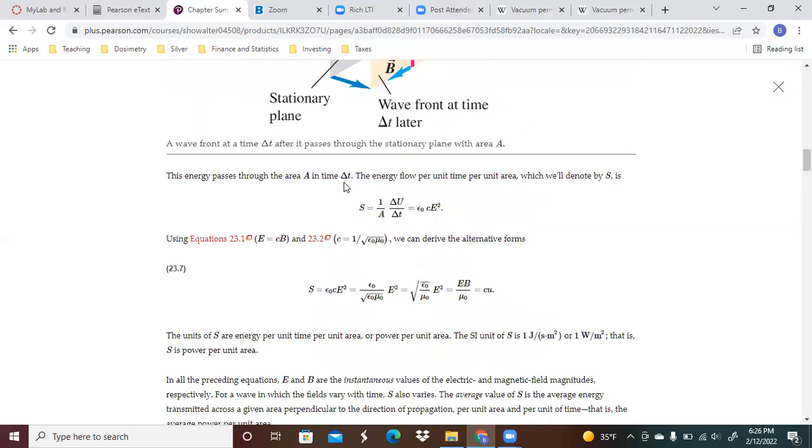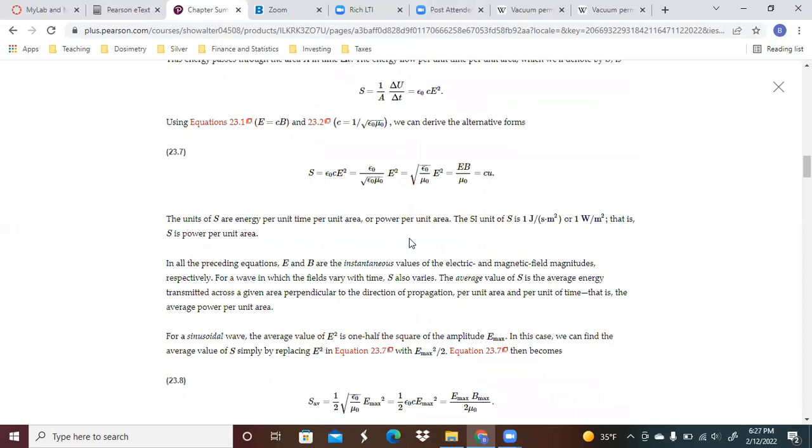So this energy passes through the area A in time t, or delta t. The energy flow per unit time per area is denoted by S. Using some equations, you can derive alternate forms of this as you go through. What you find out here is that the units of S are energy per unit time per unit area, or power per unit area.